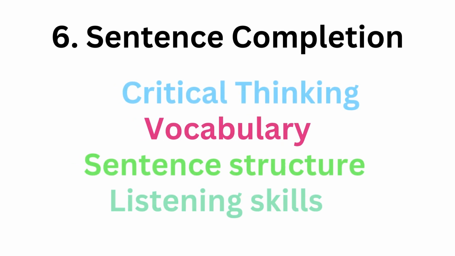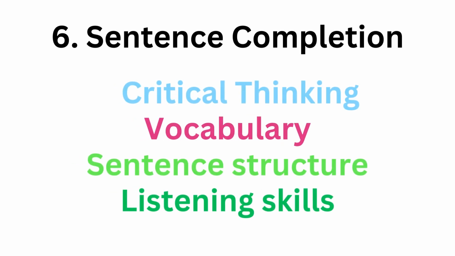The next activity is sentence completion. The skills a student learns from this activity are sentence structure, vocabulary, listening, and even critical thinking. The things you will need are strips of paper with some incomplete sentences and a whiteboard so that the student can write the sentence on the whiteboard.